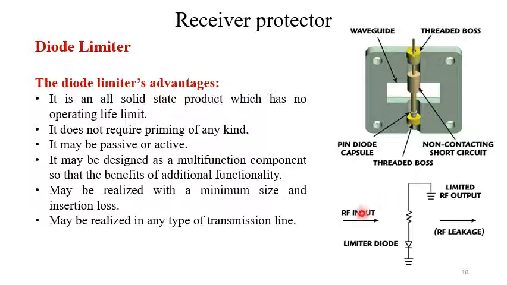So if this is the RF input, we have the limiter diode here, and this is the RF leakage. This is the mount of this particular type of component. We have waveguide right here. We have some, these are the non-conducting short circuits, and the diode is present somewhere here.